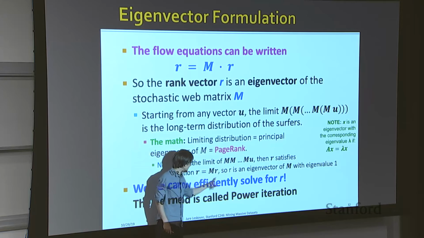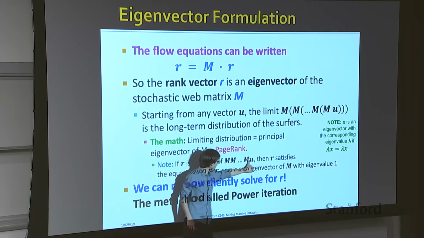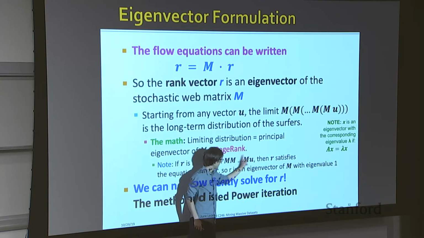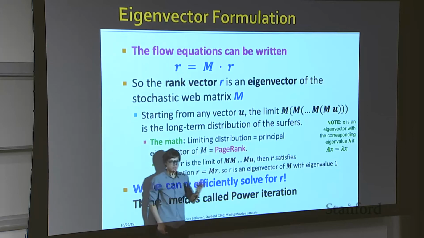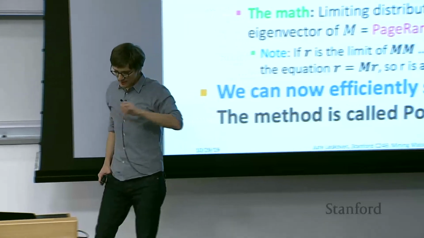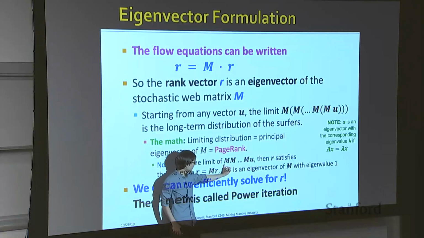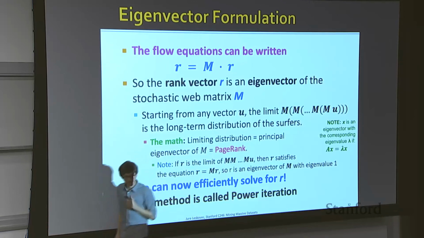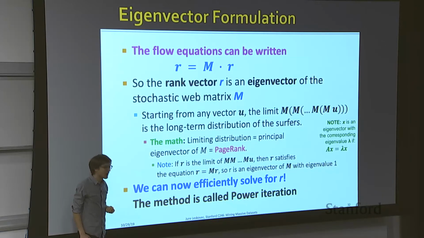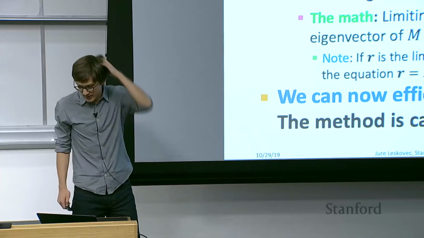Which means that basically this will be the case. If I somehow initialize r here, then this is an r, that is an r, it's an r. But because we said that even if I start with something different than r, if I keep multiplying, I will end up with r. So now this means that we can efficiently solve for r, and this method is called power iteration. Let me tell you what power iteration is.